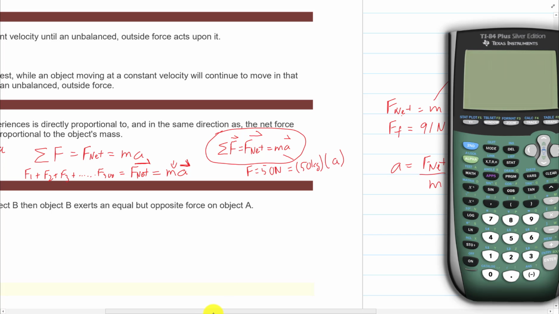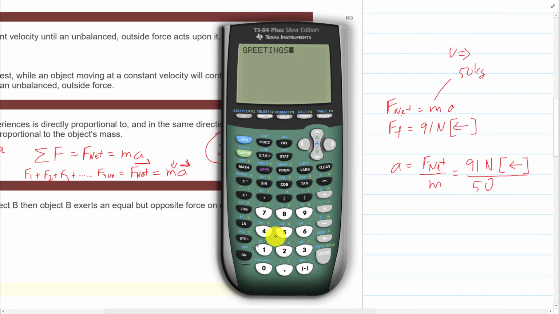Pull up our calculator. 91 divided by 50. The acceleration was 1.82 meters per second squared, and it counted as negative because the direction of motion was positive. So this became a negative acceleration. The better one would have been saying positive to the left.